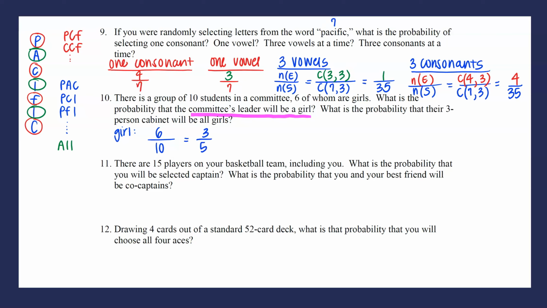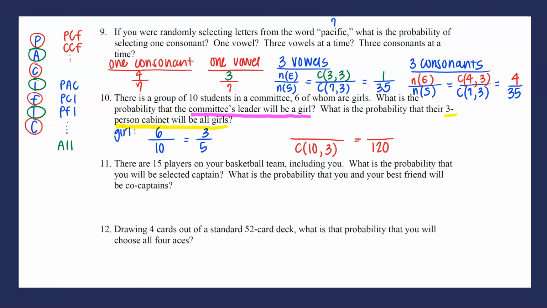Now the second part of this question, what is the probability that their 3-person cabinet will be all girls? Now we're making a selection, not a single selection, but a multiple selection. I want to know how many different ways can I select 3 different students. So of the 10 students that I have, what is the sample space if I were to select 3 separate students? Or I can say, what is the combination of 10, 3? So 10 nCr 3, there are 120 different ways that I can select 3 different students of the 10 students in my committee.